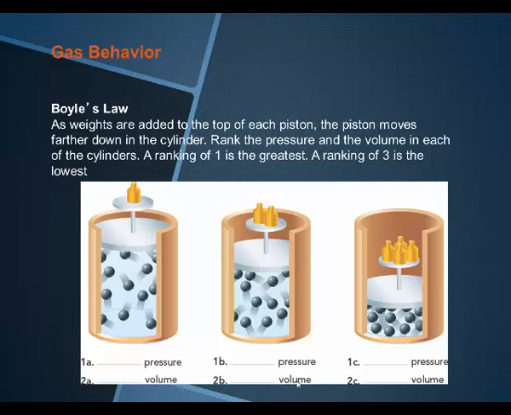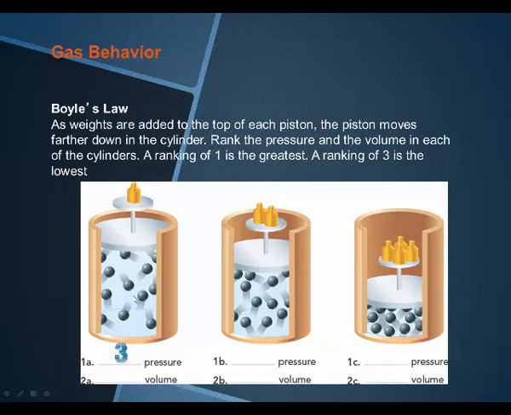Looking at these pictures, we want to see which of these cylinders has the greatest pressure and the lowest pressure, and which cylinder has the greatest volume and the lowest volume. So let's rank the greatest as 1, and let's rank the lowest as 3. So let's start by looking at 1A, pressure. Does this have a greater pressure than the second picture or the third picture? Or does it have a lower pressure than the second picture and the third picture? It would have the lowest pressure.